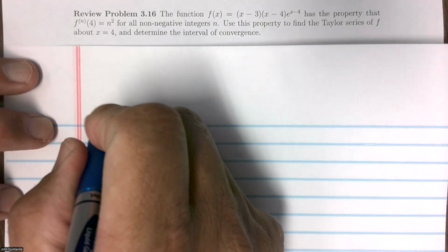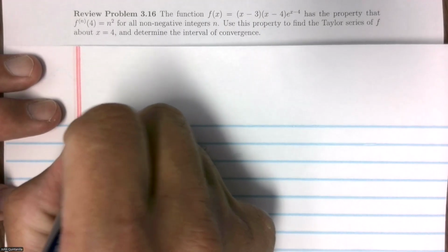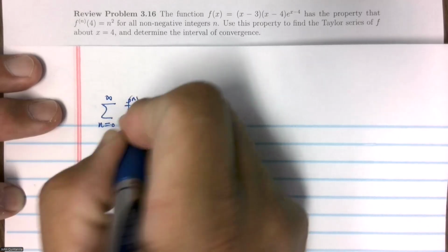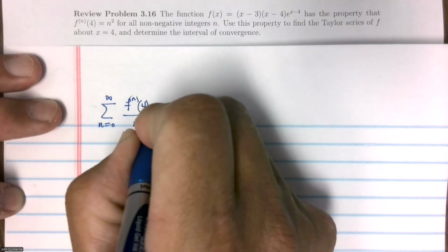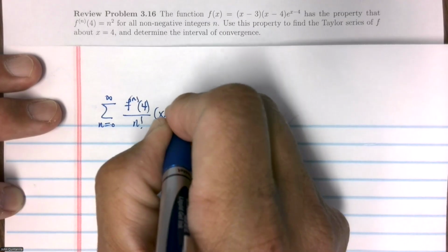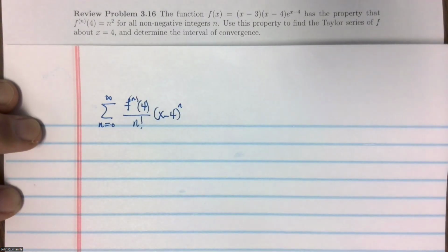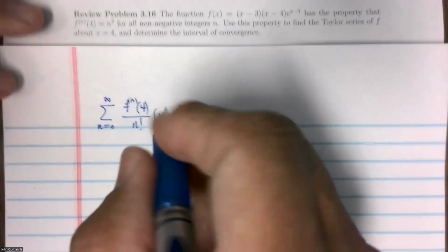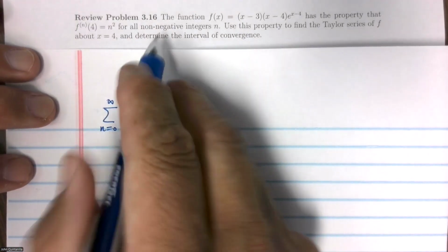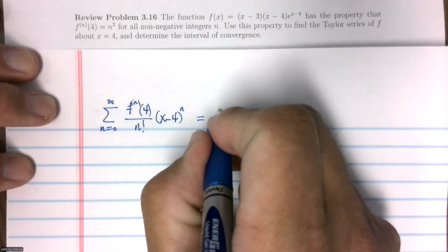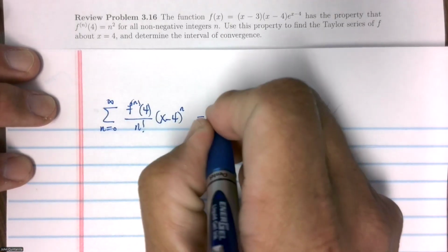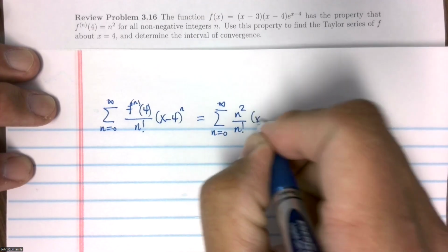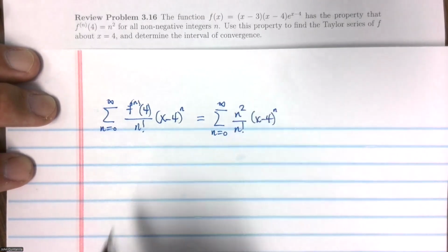Okay, so the Taylor series expansion is going to be the summation from n equals 0 to infinity of the nth derivative at 4 divided by n factorial times (x - 4)^n. That's the Taylor series expansion about x equals 4. And we are given that this numerator here is equal to n squared. So the summation from n equals 0 to infinity of n squared over n factorial times (x - 4)^n.